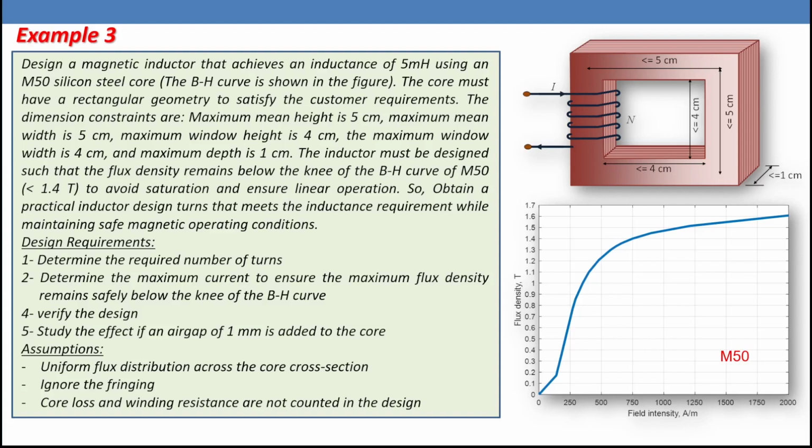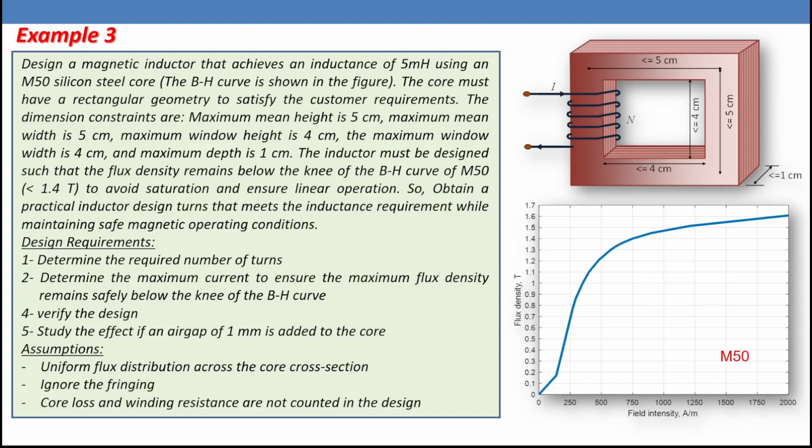The dimension constraints are: maximum mean height is 5 cm, maximum mean width is 5 cm, maximum window height is 4 cm, maximum window width is 4 cm, and the maximum depth in any direction is 1 cm. So definitely the dimensions can be different from these values, but lower, not higher. The inductor must be designed such that the flux density remains below the knee of the BH curve of M50, which is lower than 1.4 Tesla. This is to avoid saturation and ensure linear operation.